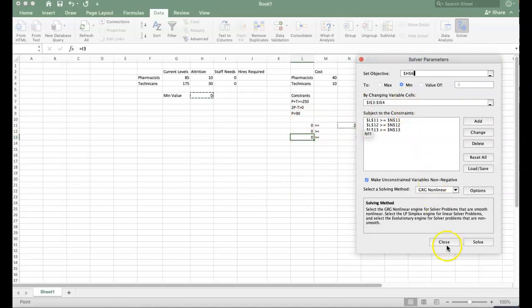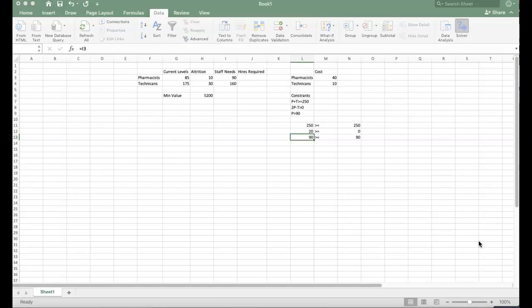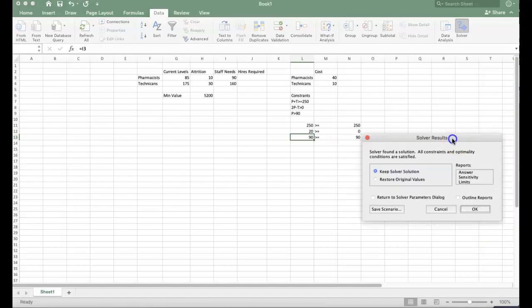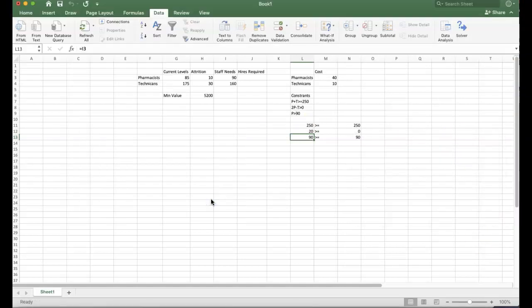Looks perfect. So now I'm going to go ahead and push solve in there. I'm going to push OK. And I see that it is at 90. So let's go ahead and have our case. How many people we need to hire? So we know that we need to have 90 faculty members on here, or pharmacists. And it shows that we have to hire 15.